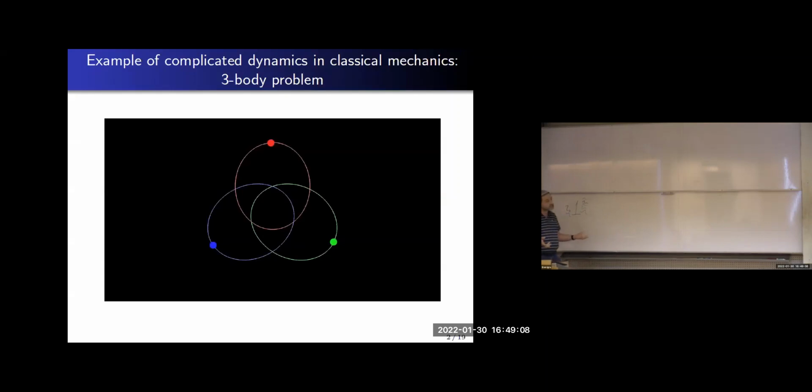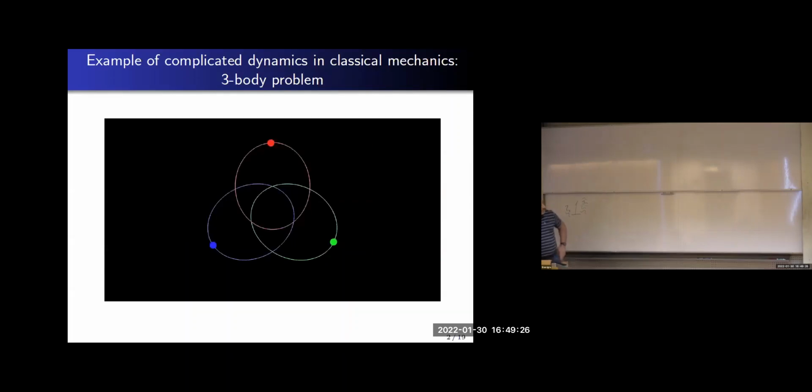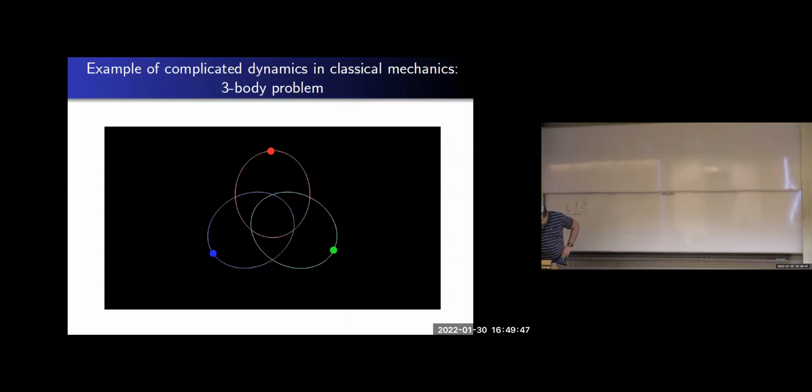You have three equal masses in the plane which act upon each other by gravitational force, and here's the simulation of the dynamics for certain initial positions and velocities, and you will see that the dynamics may be really complicated. You can go like this forever and enjoy watching this. But let me go back to the story.